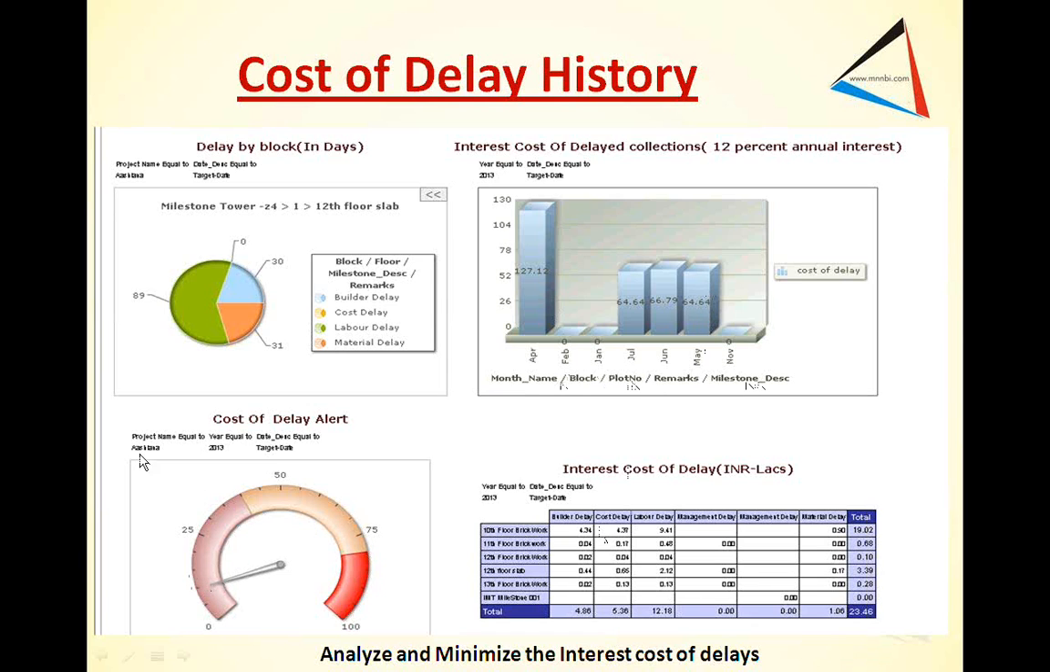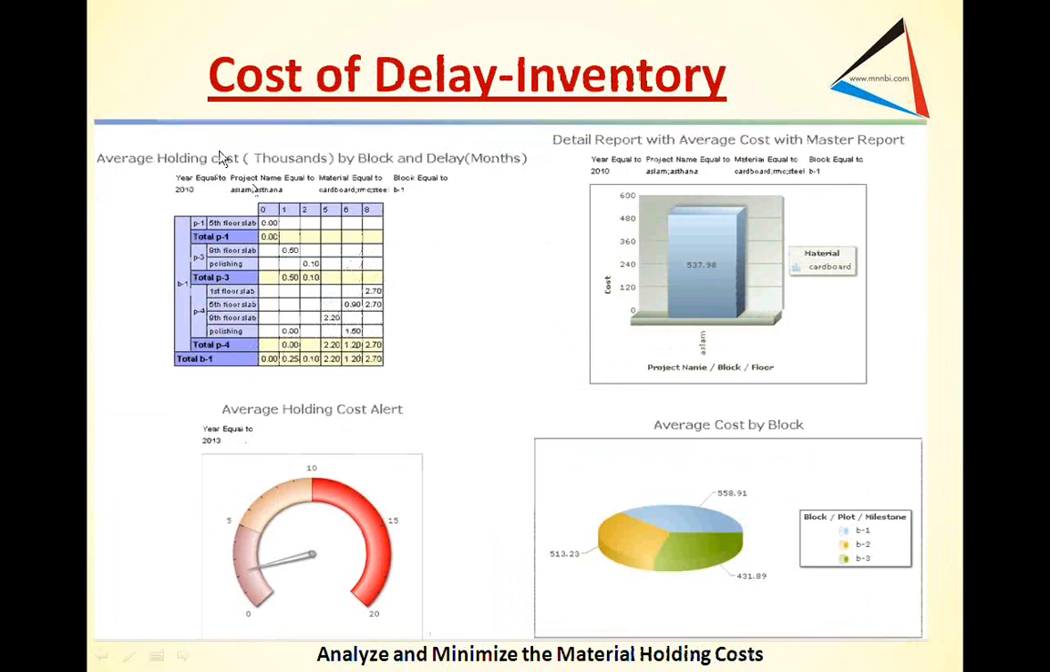This is my costed delay alert for a project for the year and for the target date. This is my interest cost of delay. So this is my milestone. This is the type of delay and what is the total cost associated with it. This is the inventory cost. This is the details for the inventory cost by block, by plot, by milestone. What is my holding cost? And for this particular holding cost, I'm looking at the cost of inventory by project, drill down per block, then to the flow. This is my holding cost alert. This is the average cost by block, plot, and then drill down to the milestone.